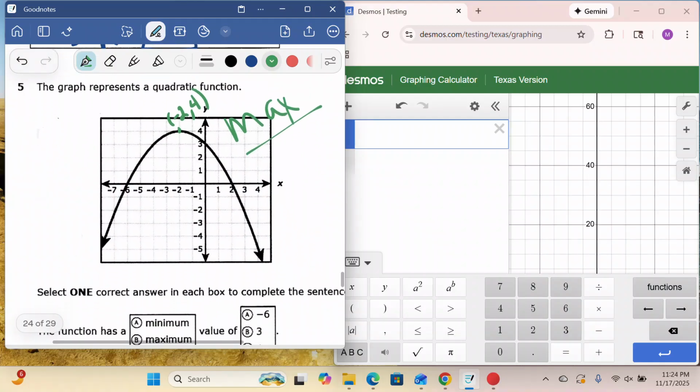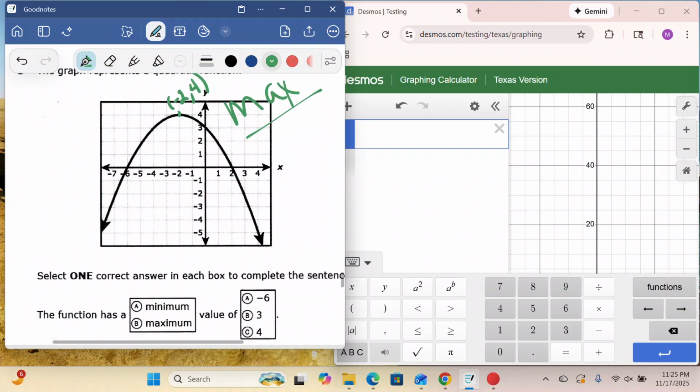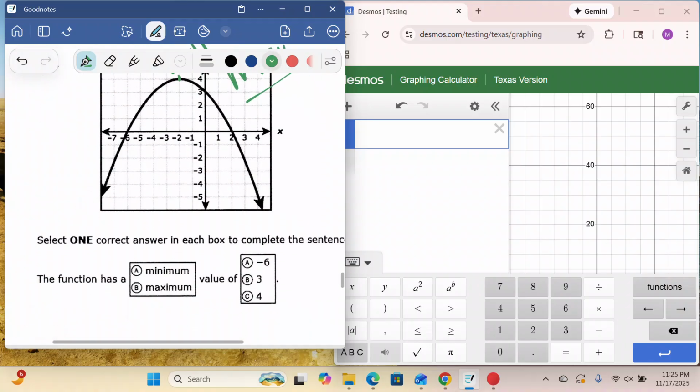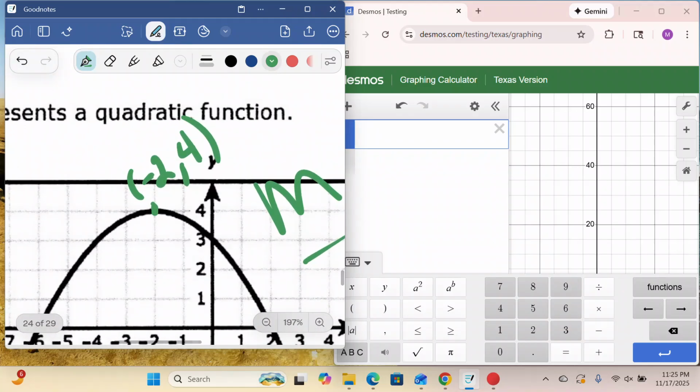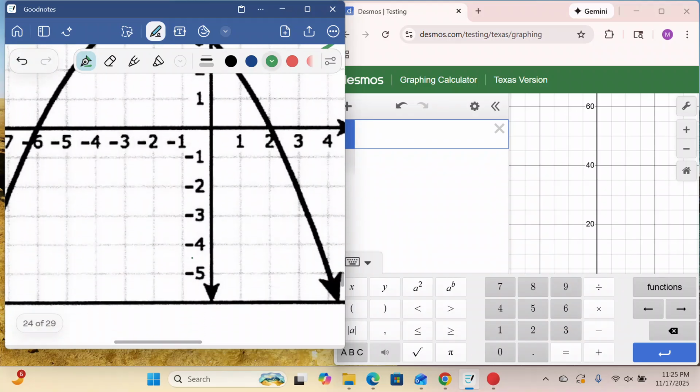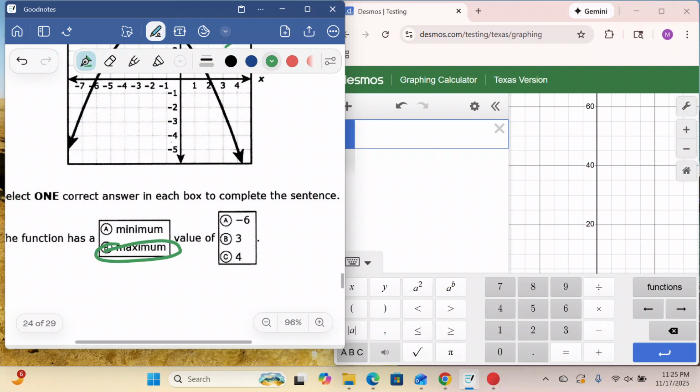So the question is very simple. My vertex is -2, 4. The function has a minimum or a maximum. It has a maximum and value of -6, 3, and 4. All we have to do is look at the vertex. It is -2 and 4. The answer choice to what it is, letter C. That's all you have to do.